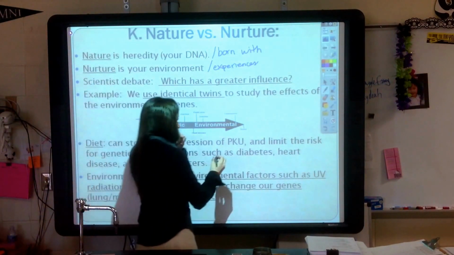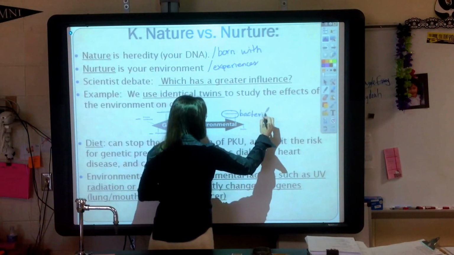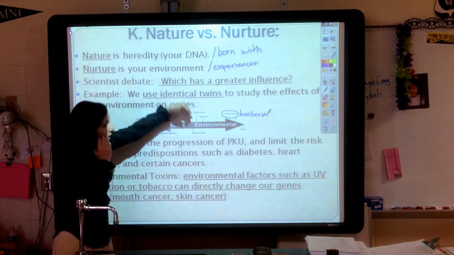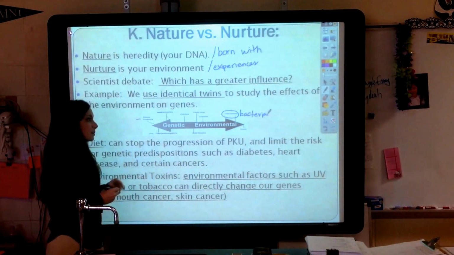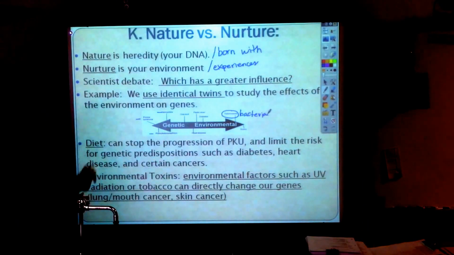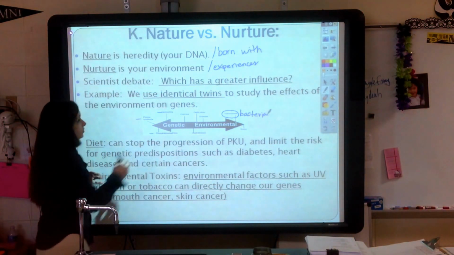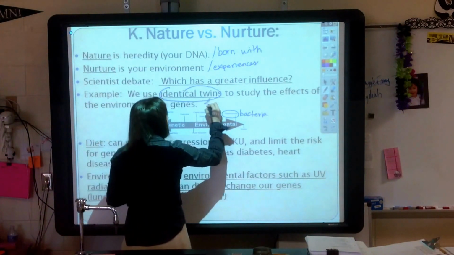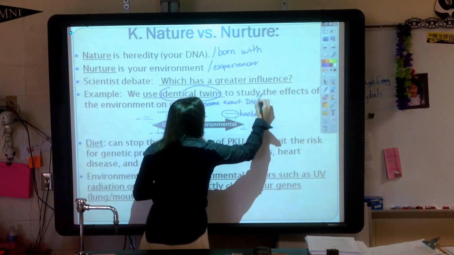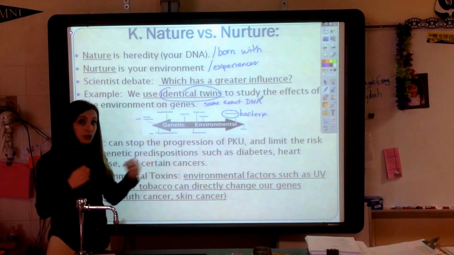If we look at things such as tuberculosis, which is a bacteria infection, that's 100% environmental. But some things are right here kind of in the middle. They're partly impacted by your genes, partly impacted by your environment. One of the interesting things that we can do is use twins to study the effect of the environment, because remember, identical twins have the same exact DNA. They started as one egg and one sperm, and they are the same exact DNA, just in two different cells.